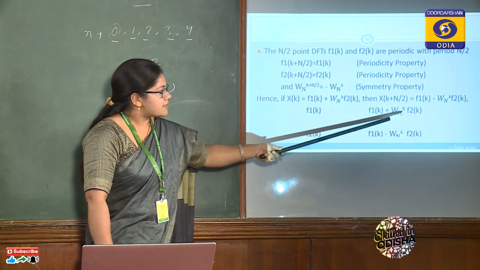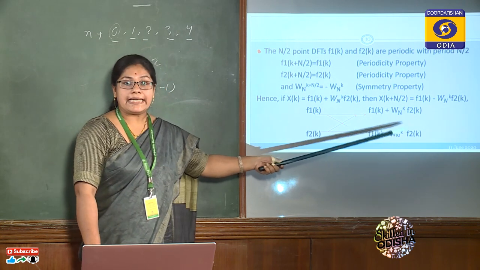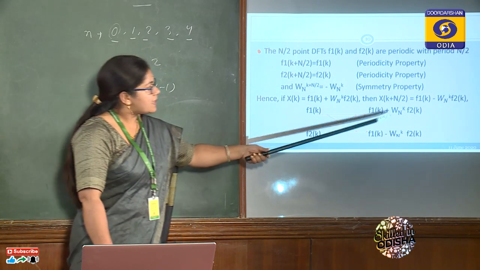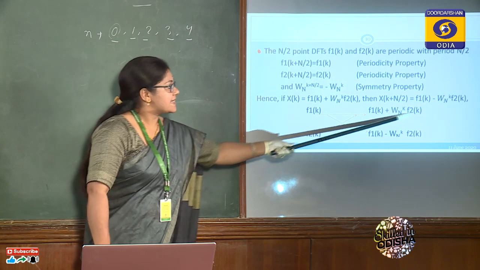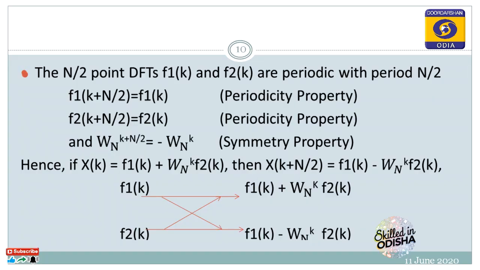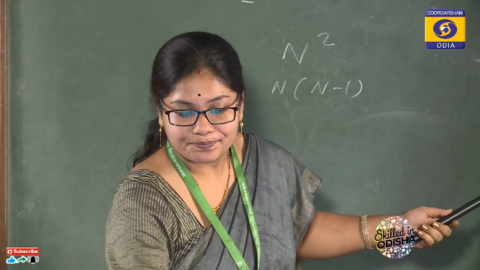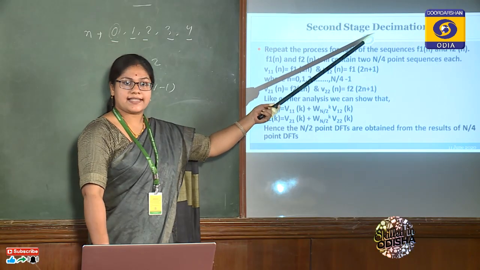Now look at this: how many multiplications do we need in a single butterfly? In a single butterfly we need one multiplication, which is the second factor. Here also the same. So one butterfly means one multiplication, and how many additions? We need 2 additions here. We will analyze it. Now next is second stage decimation.